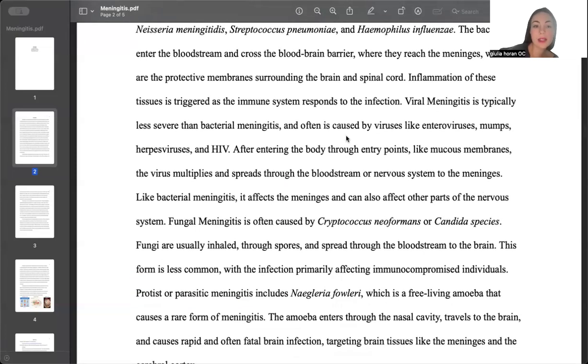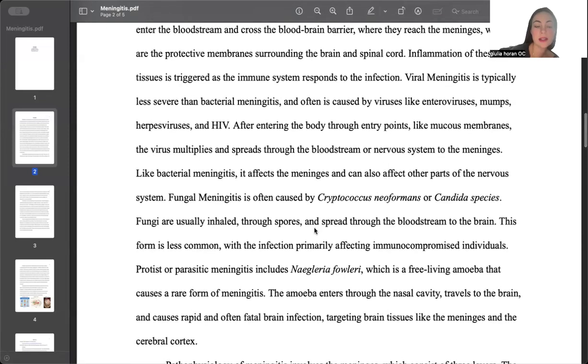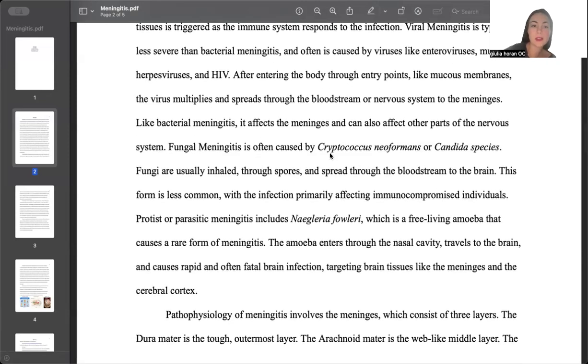Viral meningitis is typically less severe than bacterial meningitis. It's often caused by viruses like enteroviruses, mumps, herpes virus, and HIV. After entering the body through entry points like mucous membranes, the virus multiplies and spreads through the bloodstream or nervous system to the meninges. Like bacterial meningitis, it affects the meninges and can also affect other parts of the nervous system.